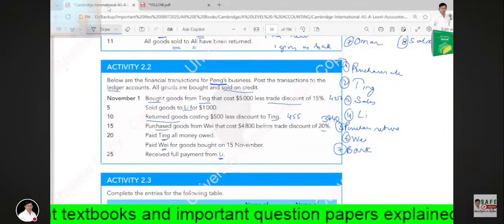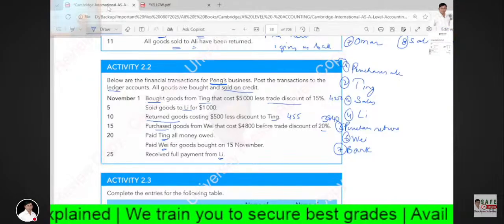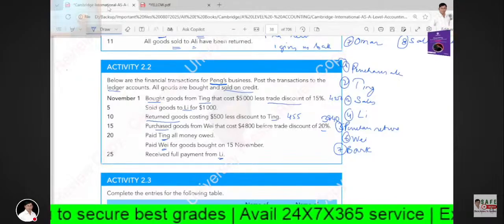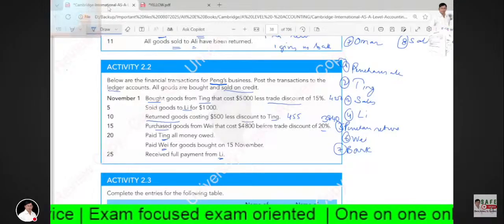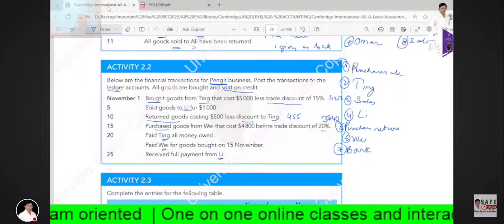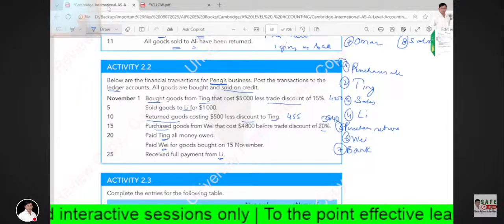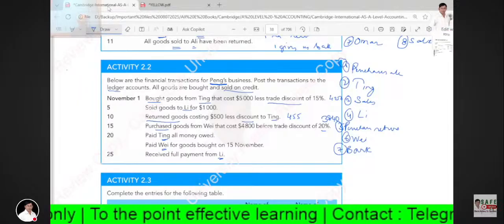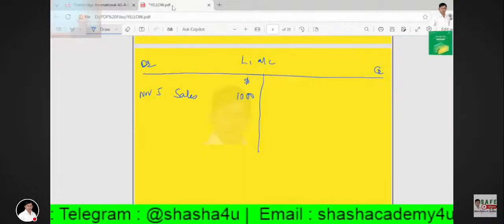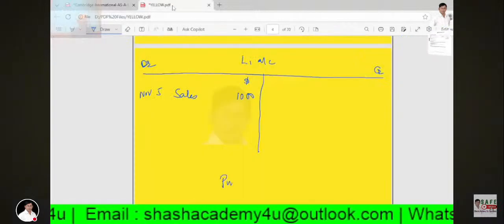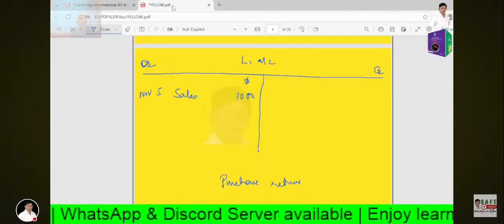Next, return goods costing 500 less discount to Tinge. So we are returning the goods worth 500, but after discount it is 455. Return goods means these are purchase returns. Tinge account is already there. Purchase returns, Tinge. So purchase returns account.